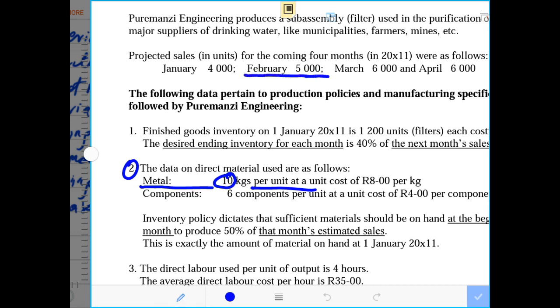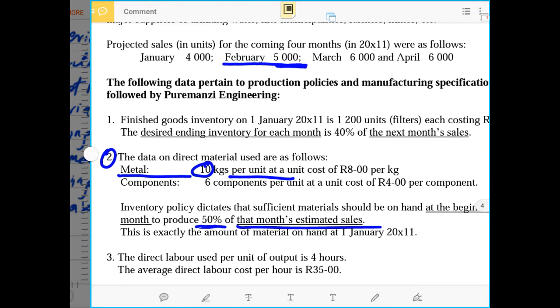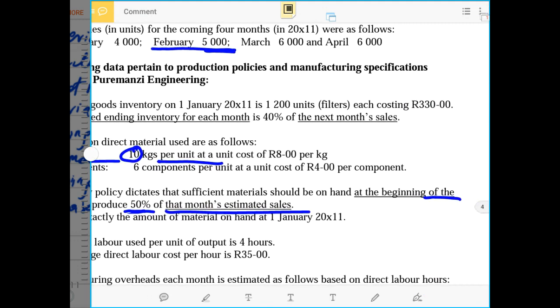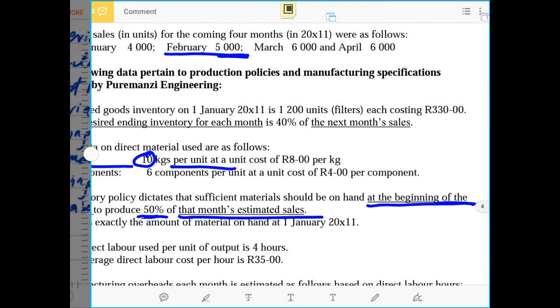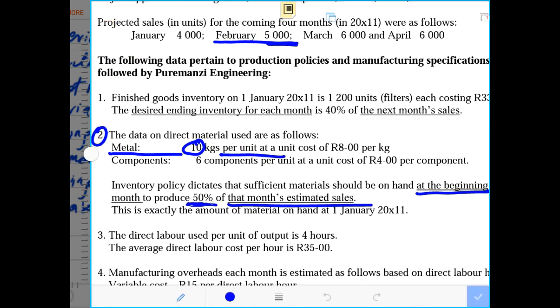Remember, the opening of the month of February, they said that it has to be 50% of the month's sales. They say it must be equal to the opening stock, which is at the beginning of the period, should be equal to 50% or be able to cover 50% of that month's estimated sales.